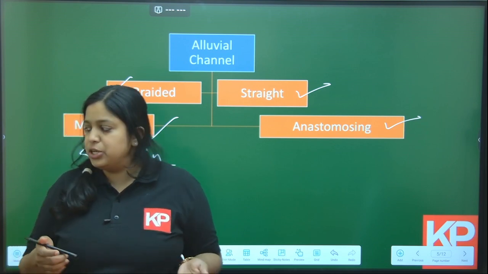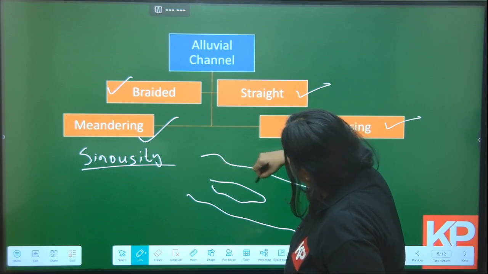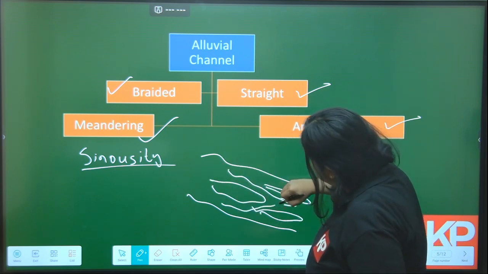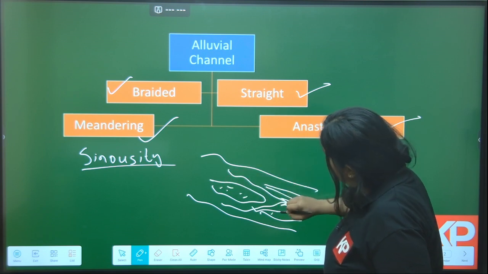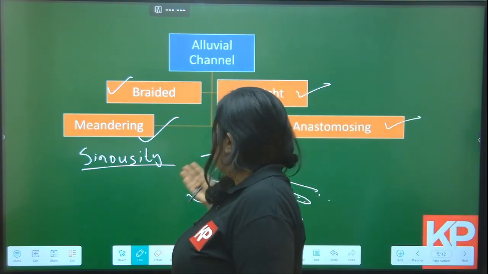A braided channel means a particular channel system that has huge deposits present inside the channel. Along the course of the river flow, there are huge deposits present inside the channel. Those are called braided channels.